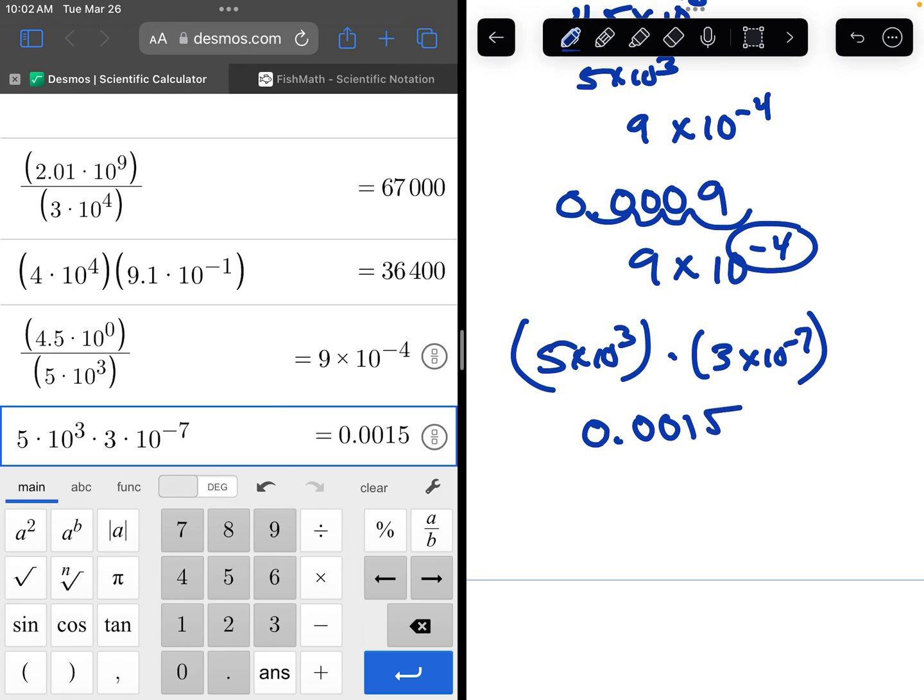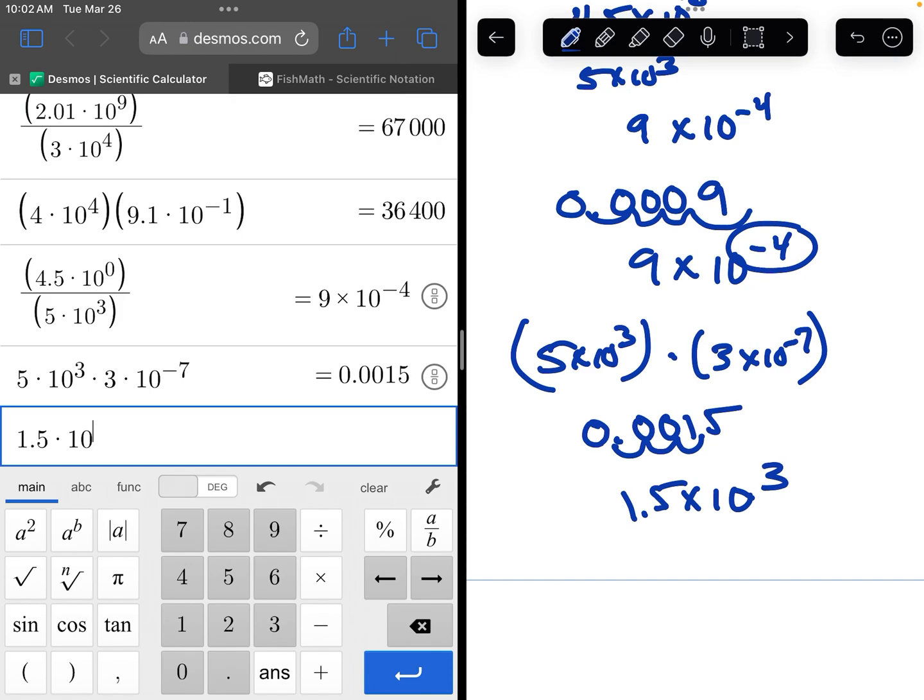So to get it back to scientific, we're going to go 1, 2, 3 times in. 1.5 times 10 to the 3rd would be wrong because that would be too big, right? 1.5 times 10 to the 3rd would be a huge number. It's got to be a negative 3 in order to get that little decimal. And that's how we do our multiplying and dividing in scientific notation using our calculator and then just making our answer back into scientific.